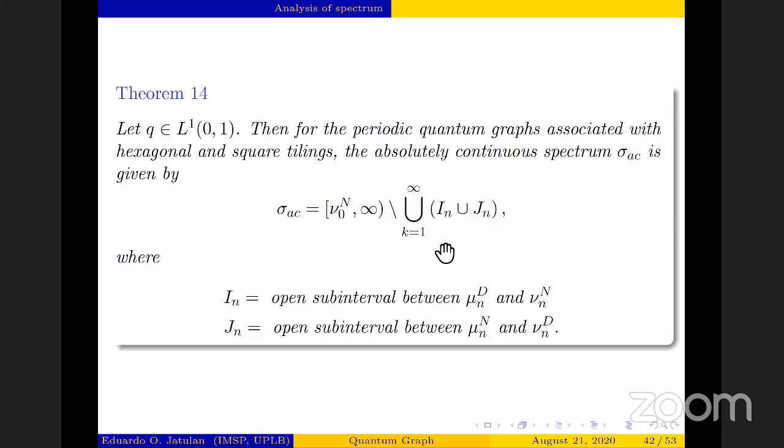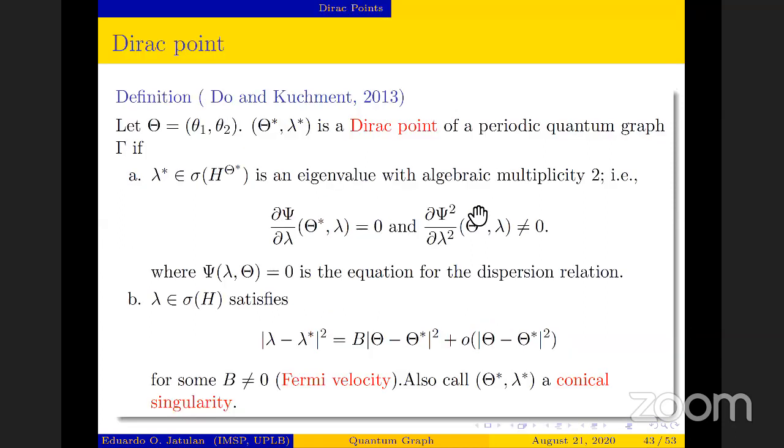Okay, so we have the first Neumann-Neumann eigenvalue to infinity. Just exclude all intervals between this Dirichlet and Neumann-Neumann, and then the interval between this Dirichlet-Neumann and Neumann-Dirichlet. So we have this one. I think we still have time.